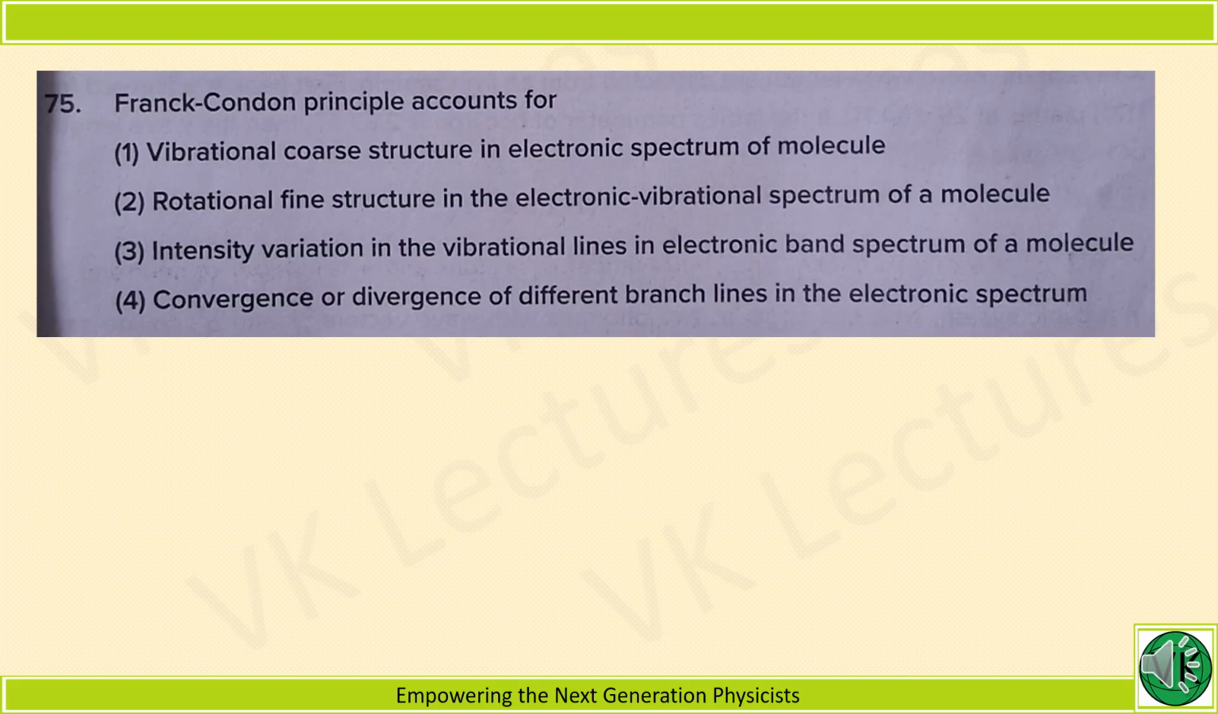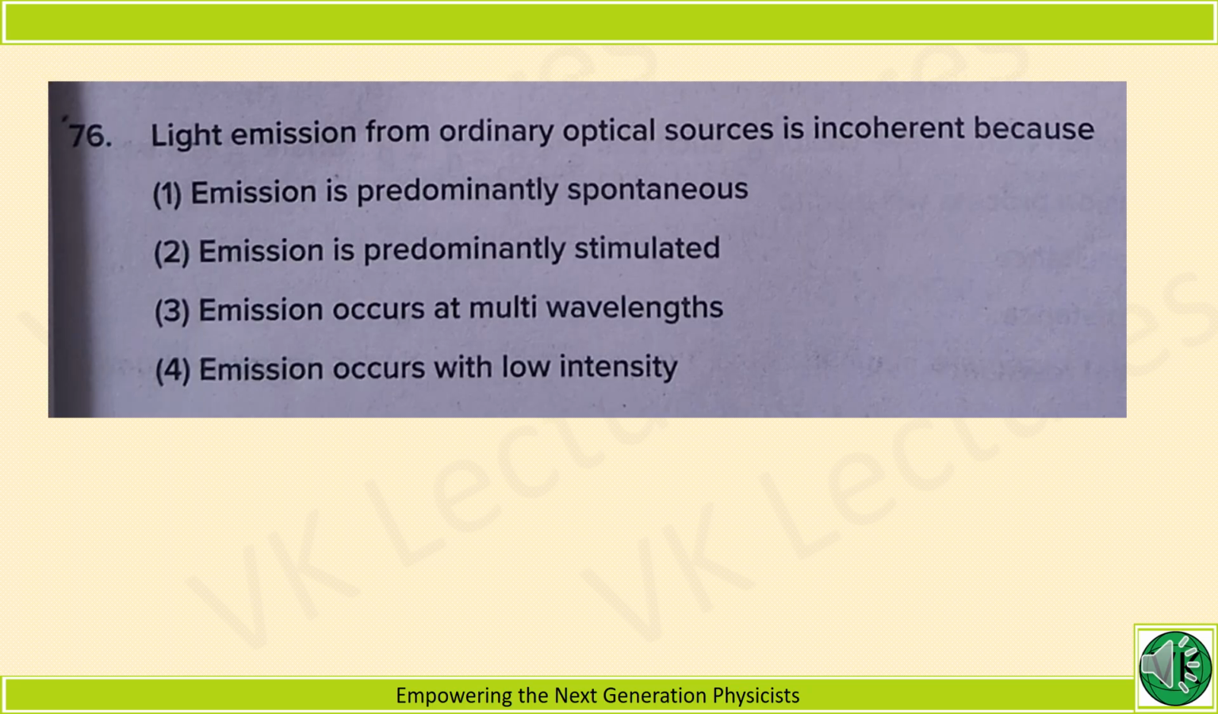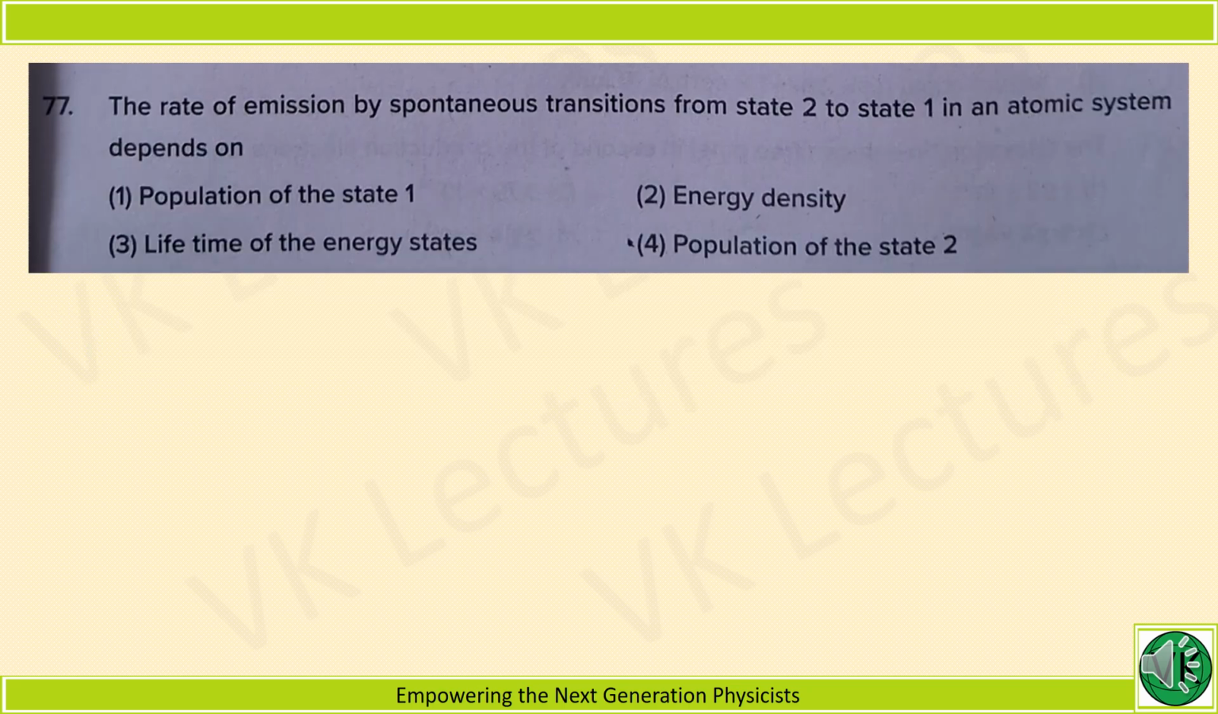Franck-Condon principle accounts for the intensity variation in vibrational lines in electronic band spectrum of a molecule. The light emission from ordinary optical source is incoherent because it is predominantly spontaneous. Option 1. The rate of emission by spontaneous transition from state 2 to state 1 in an atomic system depends on the population of the state, option 4.